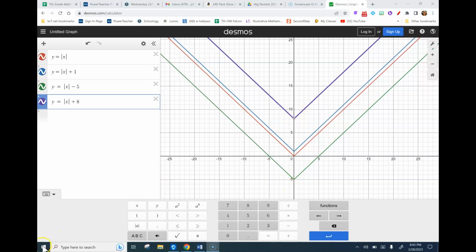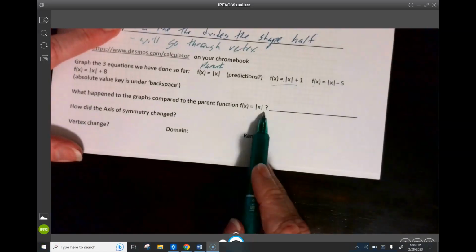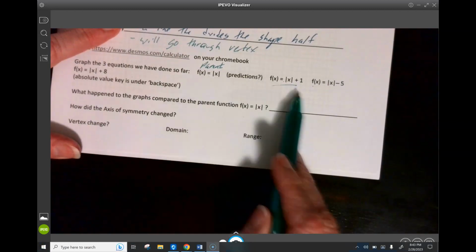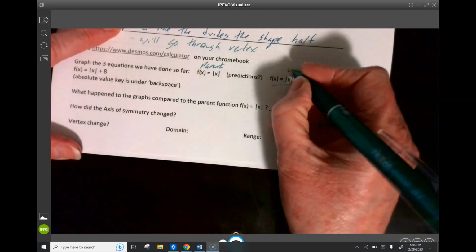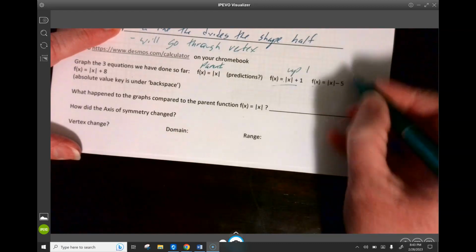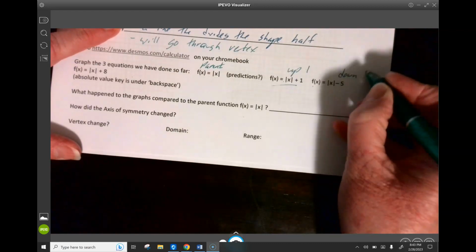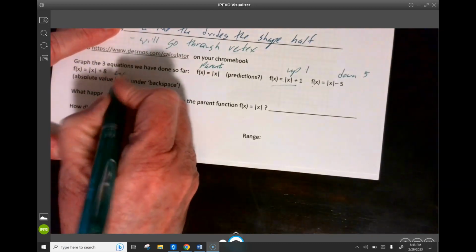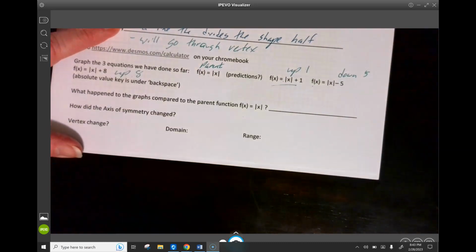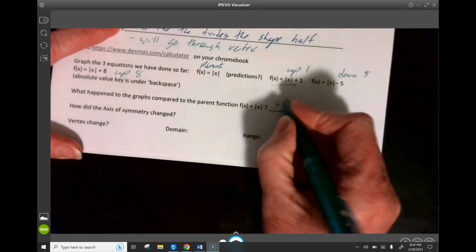Okay, I'm going to go write that all down. So how did it change in comparison to the parent function? Well, this one went up 1. This one went down 5. This one went up 8. Okay, so what happened? It shifts it up and down.